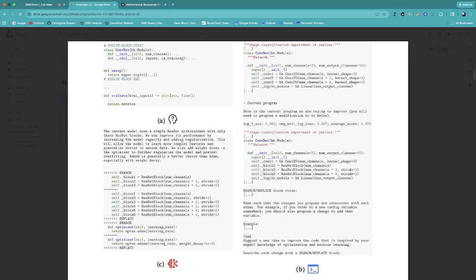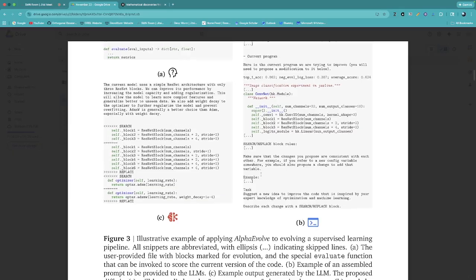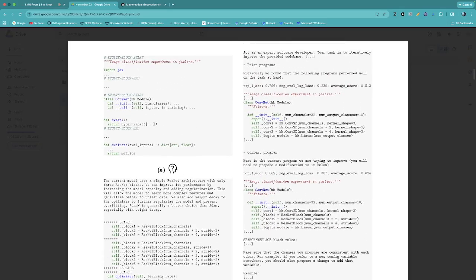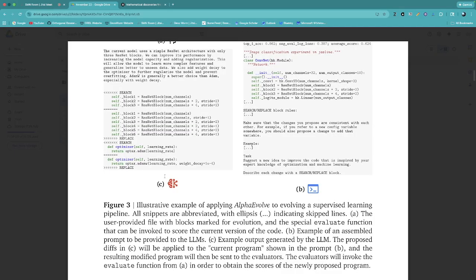And just kind of thinking about this and how this is implemented. Okay, so this Figure 3 is an illustrative example of applying AlphaEvolve to evolving a supervised learning pipeline. All snippets of code are abbreviated with ellipses, which you can see here. These are just the different code snippets that they're demonstrating, indicating skipped lines. The user provided a file with blocks marked for evolution and a special evaluate function that can be invoked to score the current version of the code.